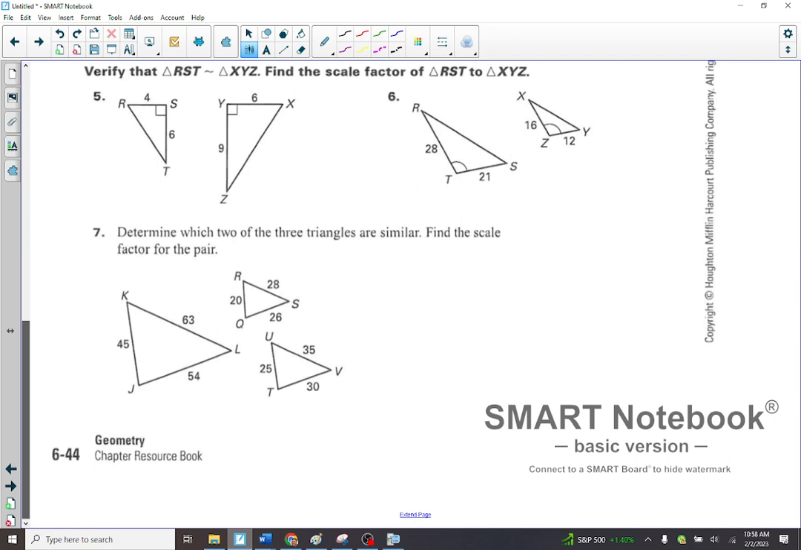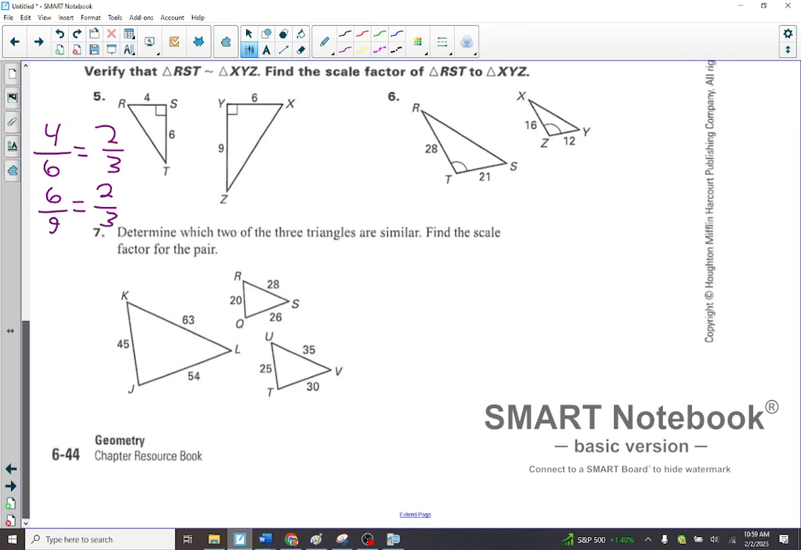So in this one, number 5, we have the small side. So 4 goes with 6. That's 2 over 3. We have the medium size, or since we only have 2 sides, we can call them the large side. So 6 to 9.